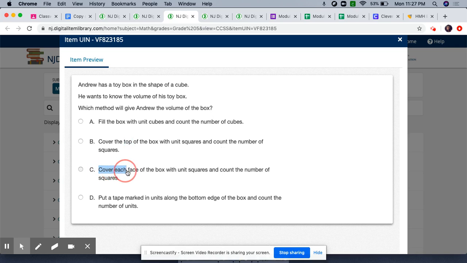If he covers the face, so each side of the box, and only counts the number of unit squares. My fault, I'm having a tongue twister. If he covers each face of the box with unit squares and just counts the number of squares on the outside of the box for each side, or if he puts a tape marked in units along the bottom edge, so the bottom part where two sides meet, and counts the number of units. So which of these methods would give him the volume? And think about what volume is.